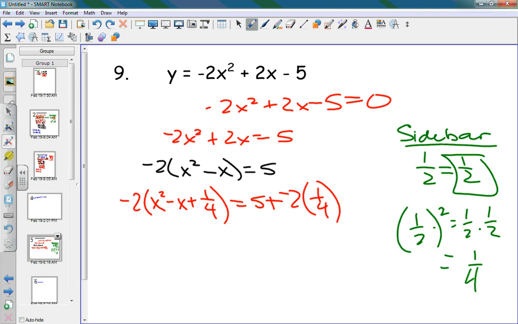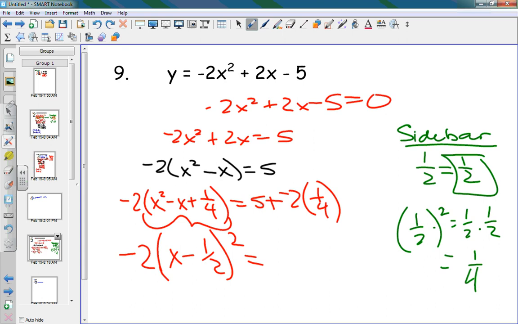Outstanding job. Now, what did those 3 terms turn into on the left-hand side there? A perfect binomial. More importantly, what perfect binomial is going to turn into what? -2 times x minus 1/2 squared is equal to. Now let's think about this a minute. What's -2 times a fourth?